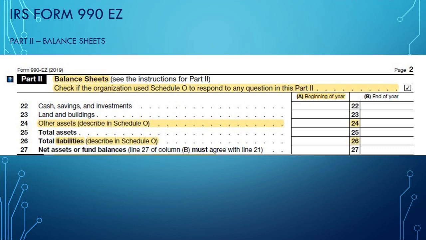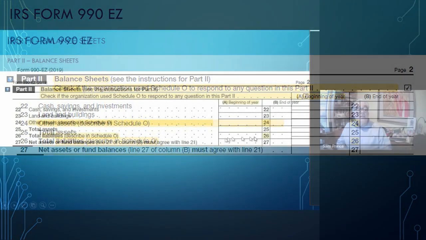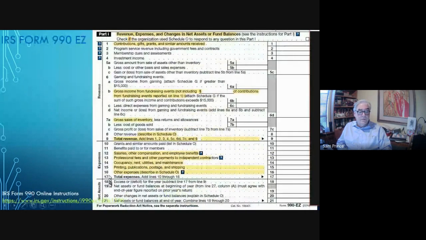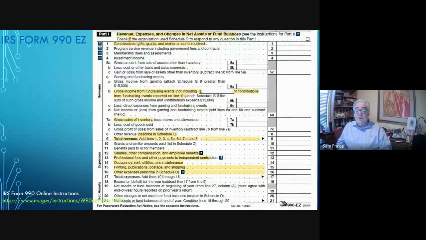which you again would list on Schedule O, so that you have a total asset amount. Then you would deduct total liabilities, both at the beginning and the end of the year. And then line 27 would give you the net asset and fund balance, so that line 27 of column B at the end of the year would agree with line 21 on the previous page.